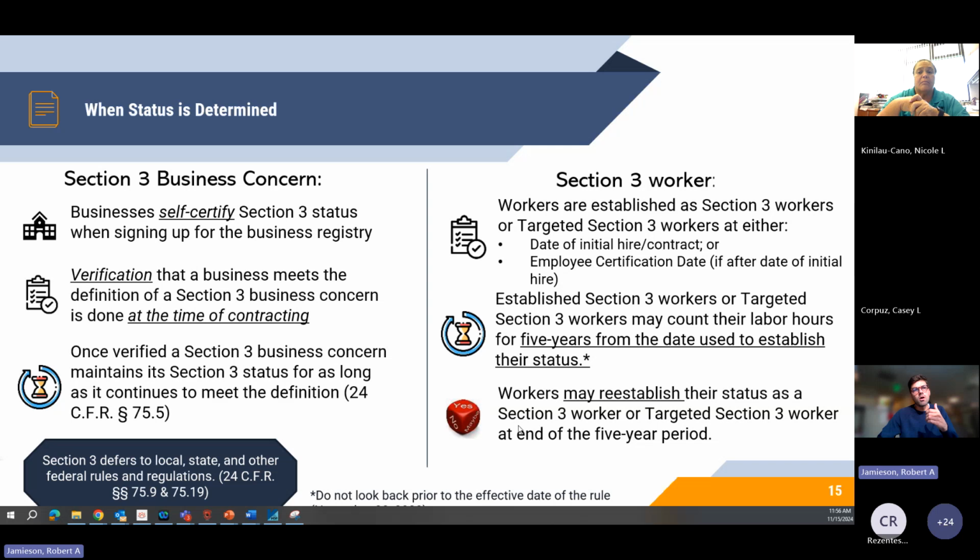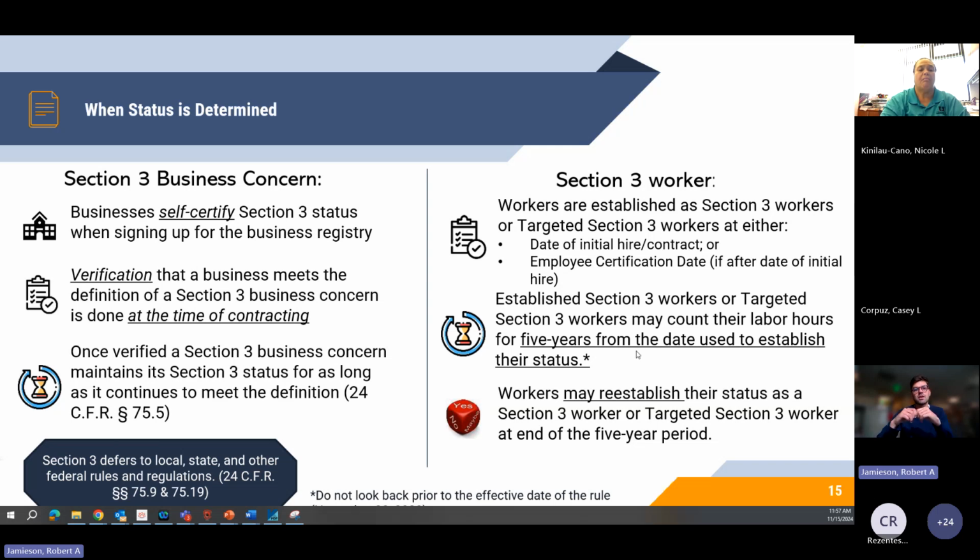And we do hope that as it becomes more common, with Section 3 plans and with sharing the certification forms, those forms are dated. So each worker would have their certification date. Let's say their certification date is November 15th, 2024. If we can just have that number here, we don't need to recertify that worker until November 15th, 2029. They maintain that status for 5 years.